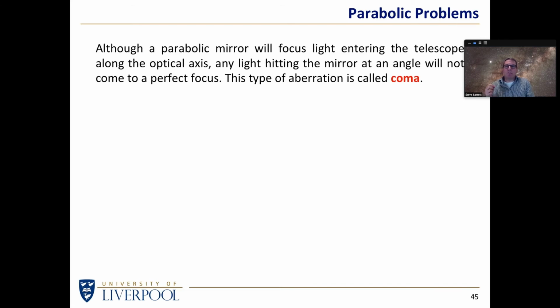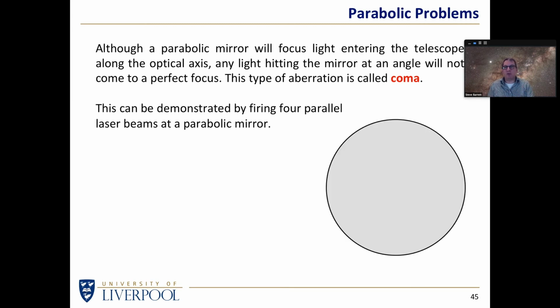So although a parabolic mirror will focus light from infinity that arrives on the axis of the parabolic mirror, unfortunately any light hitting at an angle will not come to a perfect focus. And this type of aberration is called coma, or sometimes it's called comatic aberration, but you have to be careful not to confuse that with chromatic aberration, colour aberration. So it's normally called coma to make sure we don't confuse the two.